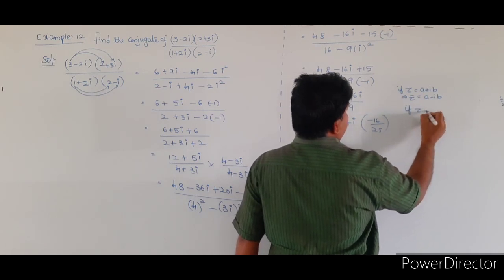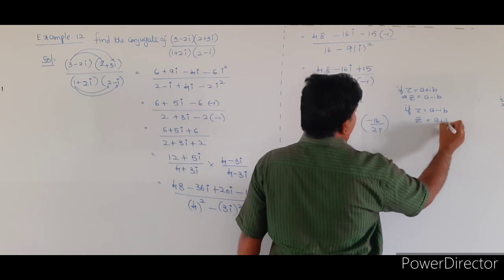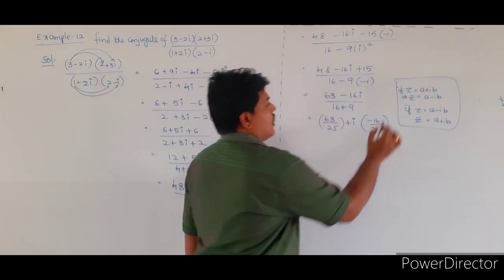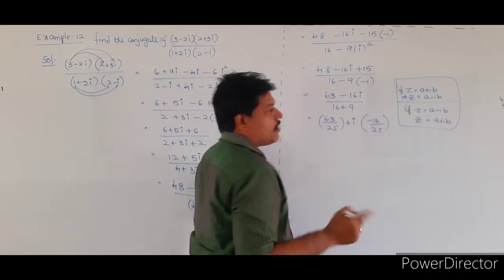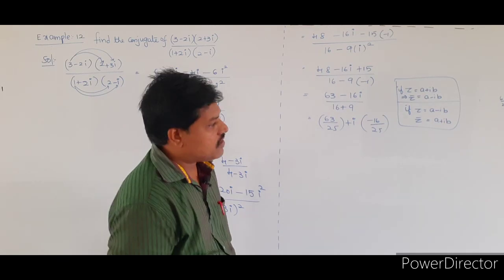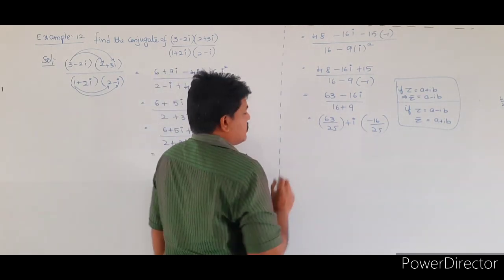If z is equal to a minus ib, z bar will become a plus ib. The conjugate of the complex number: what happens? If z is a plus ib, the conjugate will become a minus ib. If z is a minus ib, the conjugate of that complex number will become a plus ib. Here minus is there, so it will become the plus.